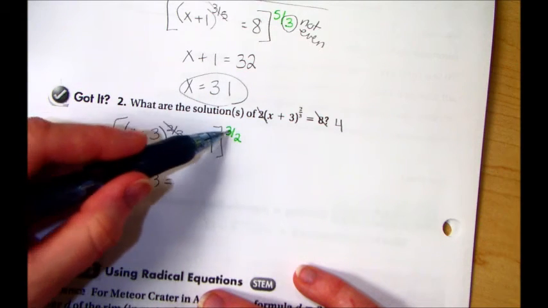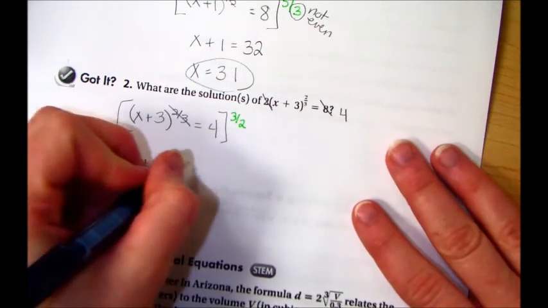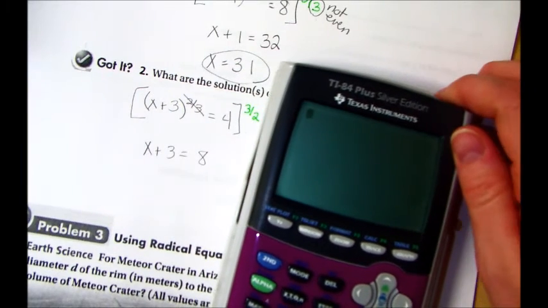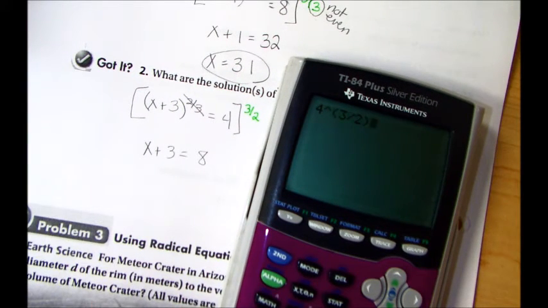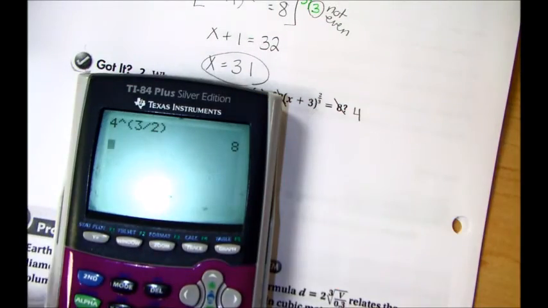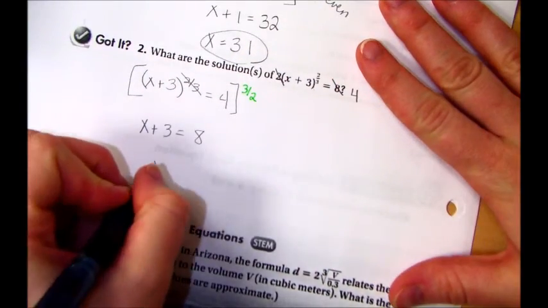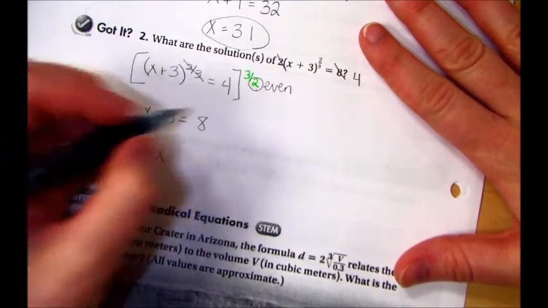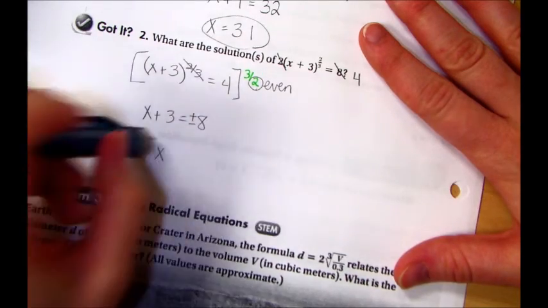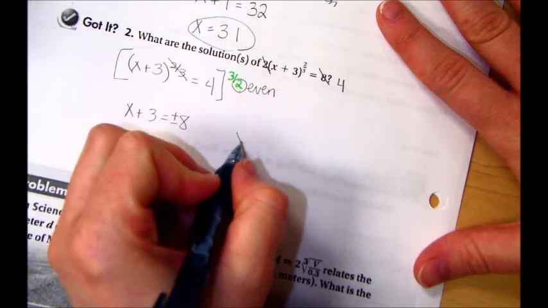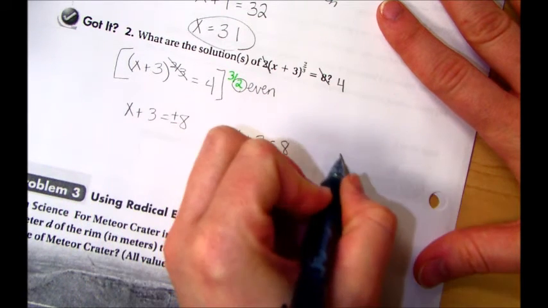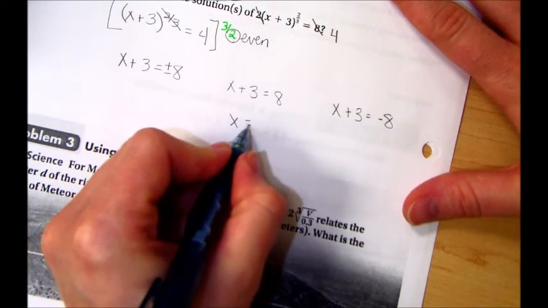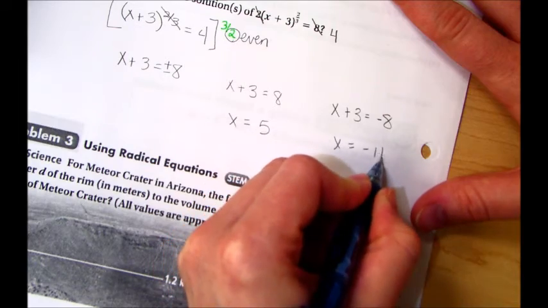Now 4 to the 3/2 is really the square root of 4, which is 2, cubed. So we better get 8, but we will prove it on our calculator. In case you don't necessarily understand that, you do need to make sure that you can at least use your calculator to get 8. So 4 to the 3/2 power is 8. Take away 3. Oh, and I need to be very careful. See how this was even here? The 2 is even. I need to use a positive and a negative 8. So I actually have 2 solutions, don't I? I have x plus 3 equals positive 8, and x plus 3 equals negative 8. Solve each one. Take away 3, x is 5. Take away 3, x is negative 11.